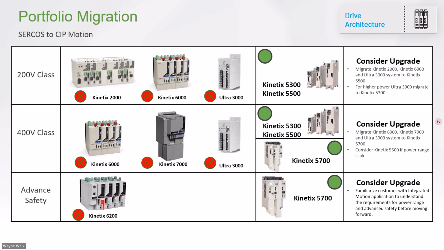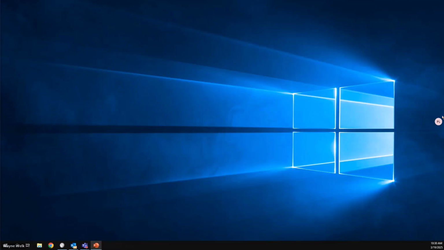For the 400 volt class SERCOS drives, there's two possibilities. For lower axis count and lower drive power capabilities, consider the Kinetix 5500. For higher axis count and higher drive power capabilities like the Kinetix 6500 or 7000, the Kinetix 5700 would be the choice for most of these installations. However, the highest power Kinetix 7000 drive, the PowerFlex 755T, is going to be a better fit in terms of its drive power capacity. Lost my slides here. I don't know what's going on there. Can you get those back there?